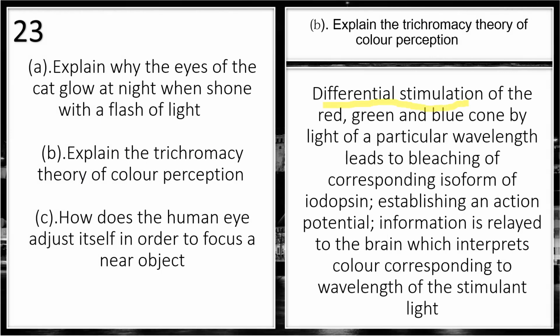Differential stimulation of red, green, and blue cones by light of a particular wavelength leads to the bleaching of the corresponding isoform of iodopsin, establishing an action potential. Information is relayed to the brain, which interprets color corresponding to the wavelength of the stimulant light.